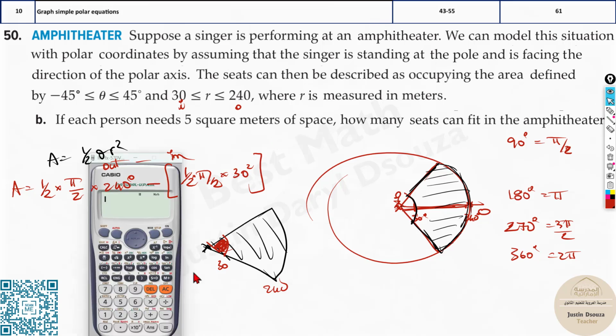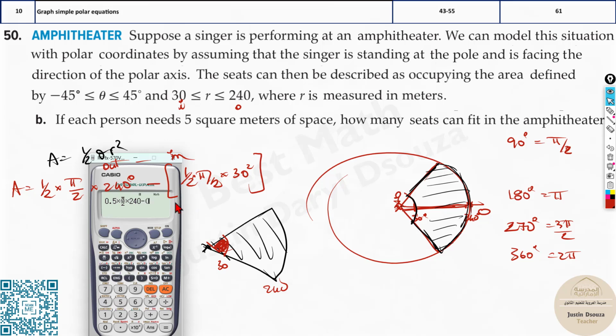Let's do it. So it's half. You can remove half and pi by 2 outside, but I'll just substitute everything directly because the calculator does the job for you. Pi by 2 multiplied by 240 squared. So it's 240. Again, my bad.